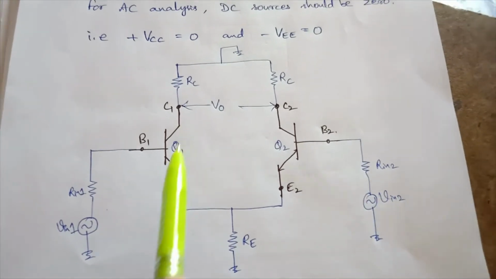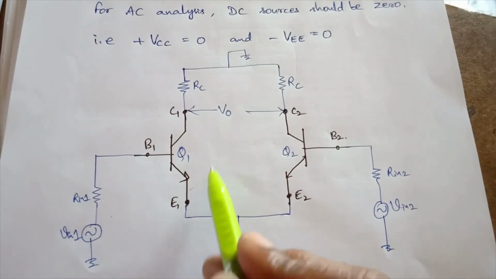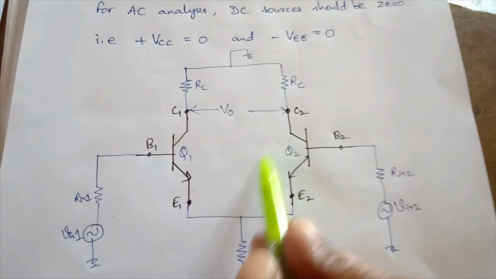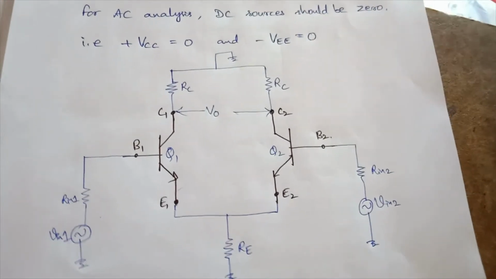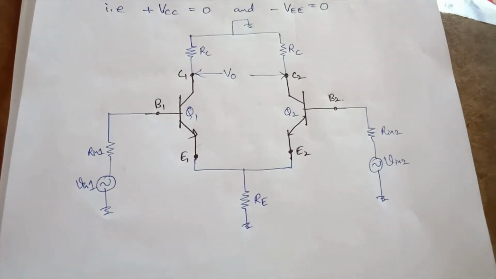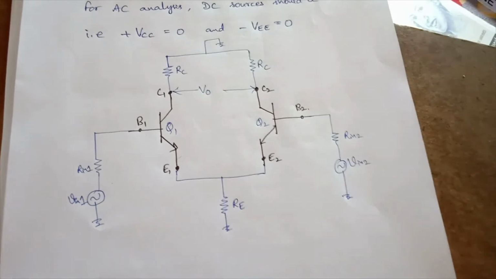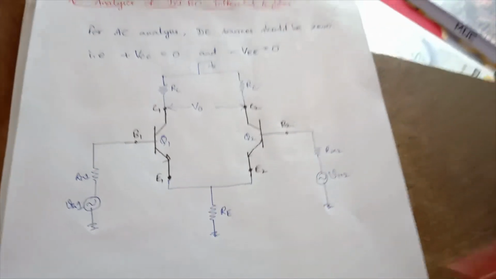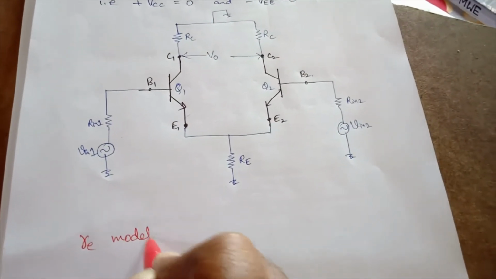Now to analyze this circuit, we replace the transistors with their equivalent circuit. The same circuit we drew, and we replace Q1 and Q2 with their equivalent circuit. At low frequencies, the transistor is replaced with the small signal model. In transistors we have two types of small signal models, one is the H parameter model and the other one is the RE model. Here we are using the RE model. So first I will draw the RE model of the transistor.